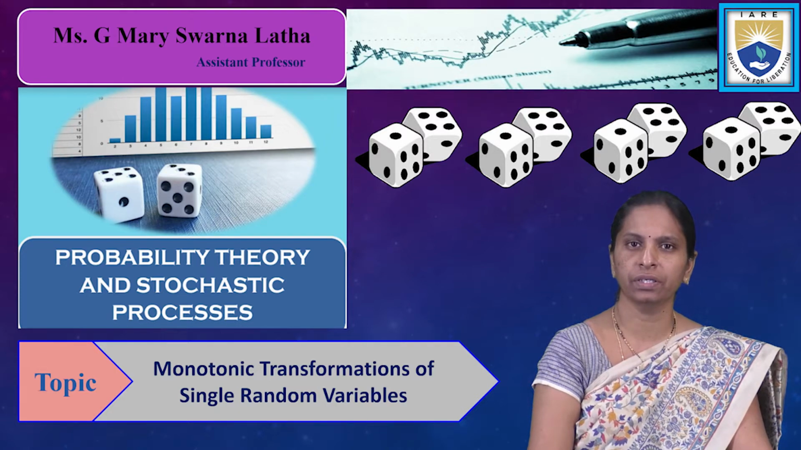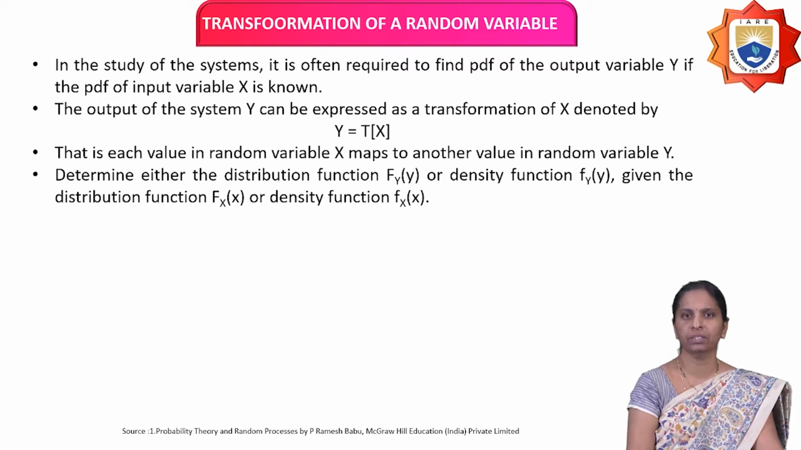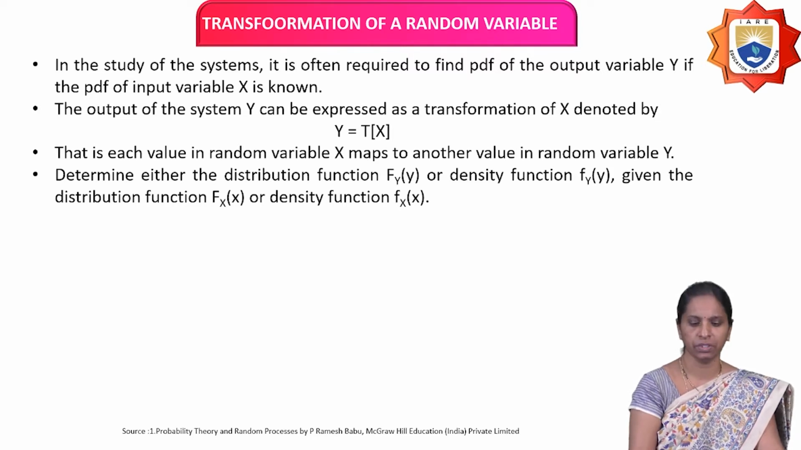In today's lecture, we are going to discuss the monotonic transformation of a single random variable. So, what is a transformation of a random variable? Transforming is nothing but changing the variable from one form to another form. That is transformation.